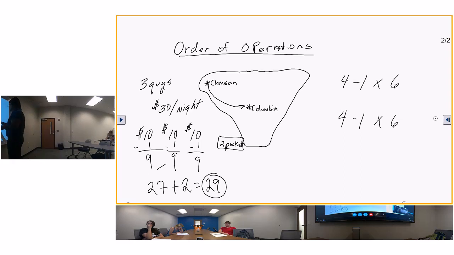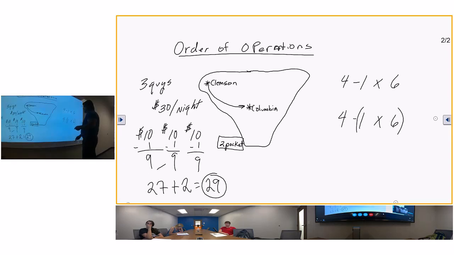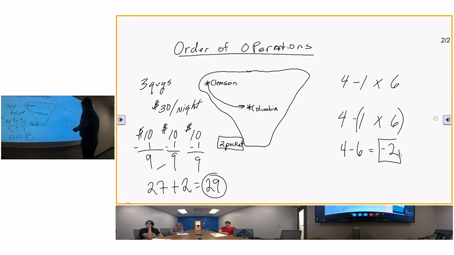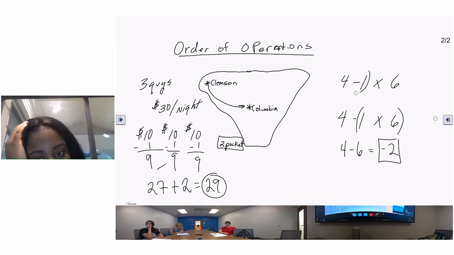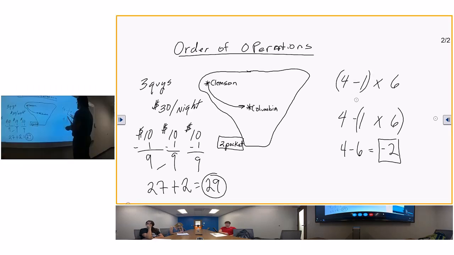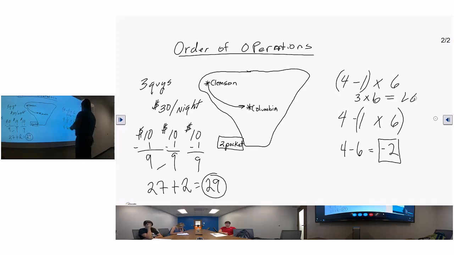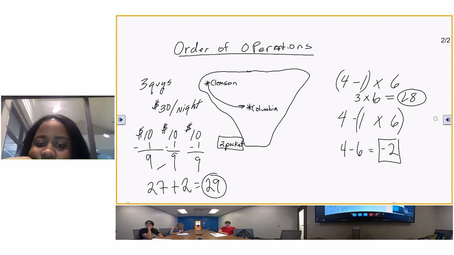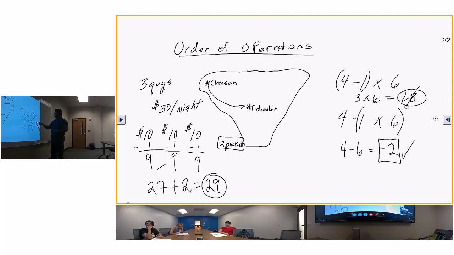Now, what's 1 times 6? 6. 4 minus 6 is what? -2. What's 4 minus 1? 3. 3 times 6 is? 18. So which one's correct? The -2. That's wrong.